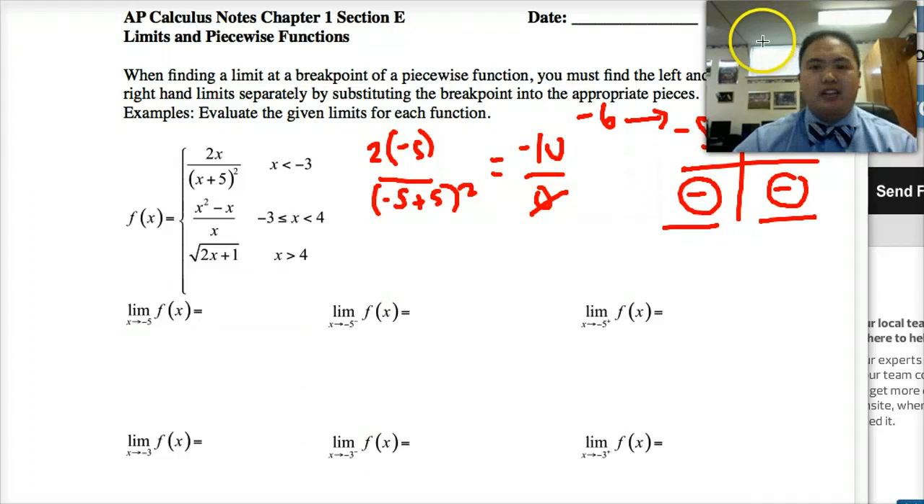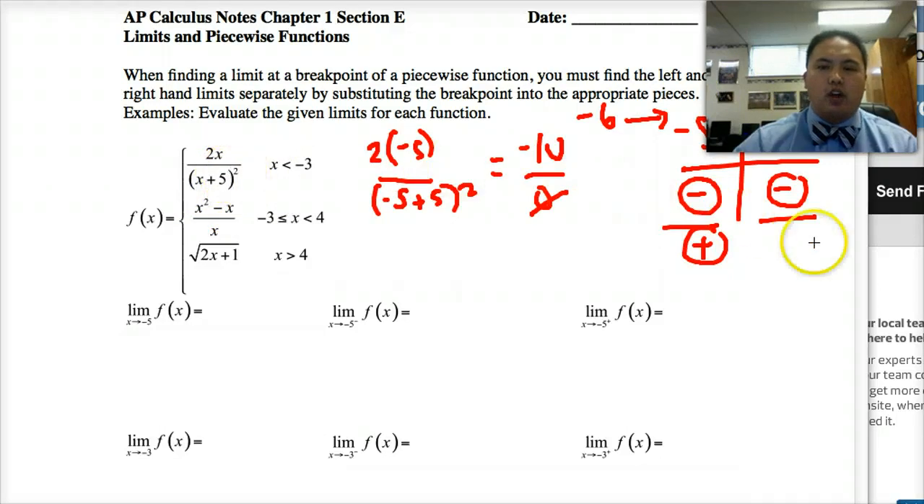So now, all I gotta do is plug in these numbers and see what type of sign I have in the denominator. If I put a -6 in the denominator, -6 plus 5 is -1. -1 squared is positive. So if I plug in a -6, I get positive in the denominator. If I plug in -4 here, -4 plus 5 is 1. 1 squared is 1. It's also positive.